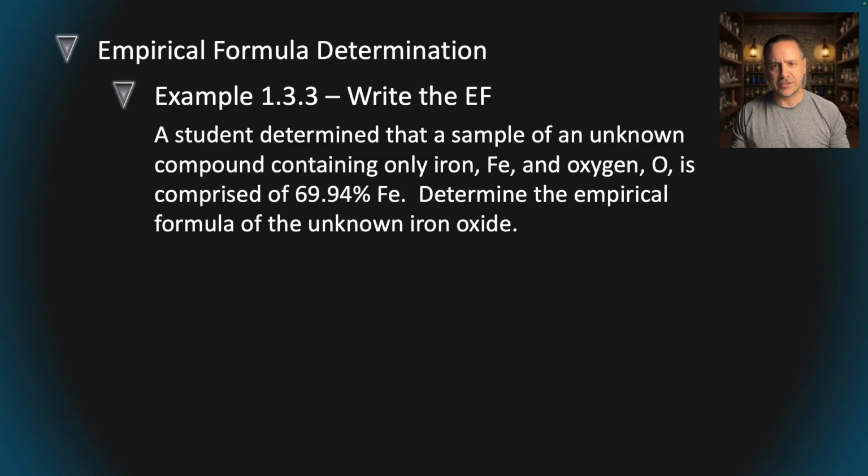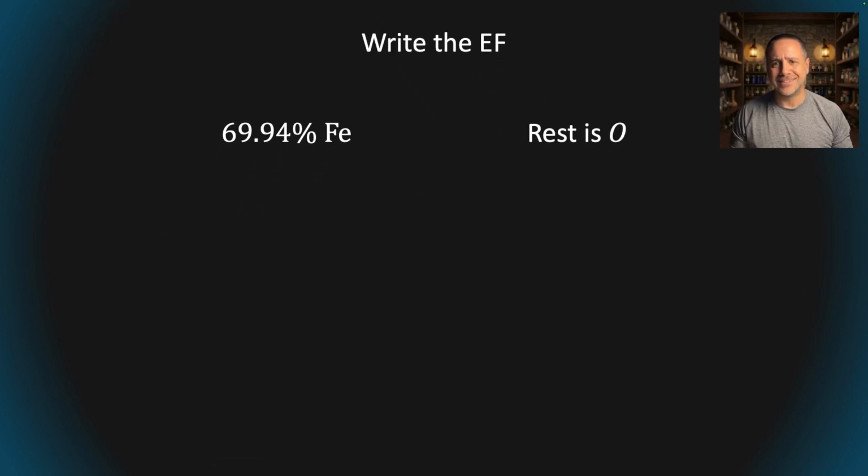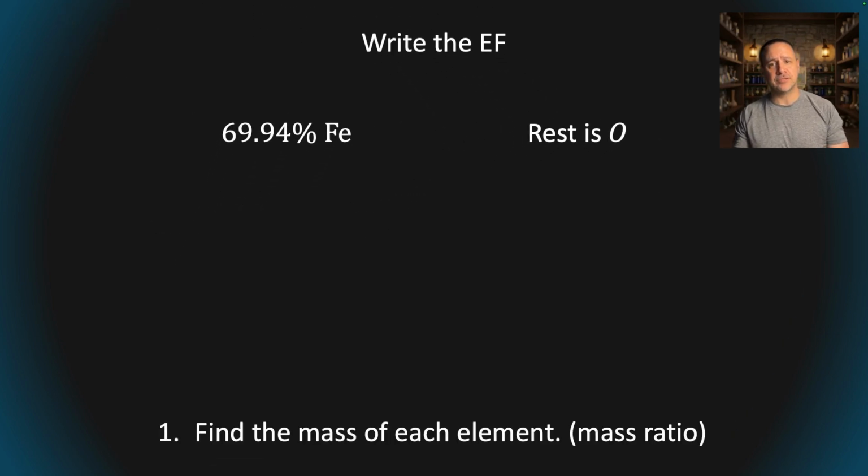Let me start by extracting the details from this word problem. There's an unknown sample. It's made of this percentage of iron and the rest is oxygen. Then I need to write the empirical formula. That's all I need. The rest is just words. The given information is always different, but the first step is to make sure you have the mass of each element. This will be the ratio by mass.